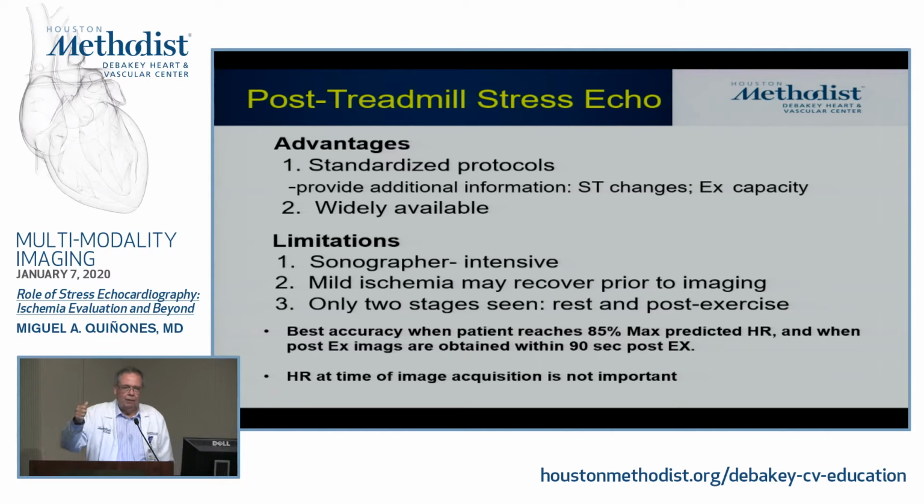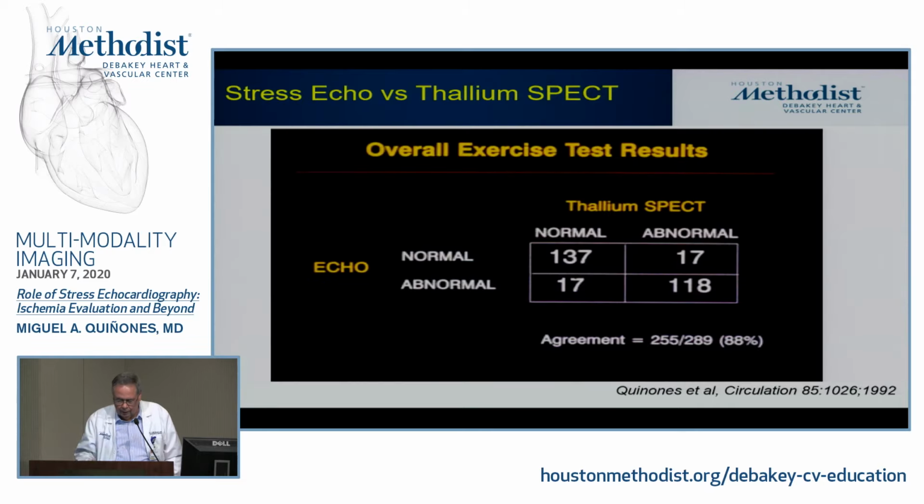So if they reach 85%, and if we successfully got all the images in 90 seconds, you have an adequate test. Very important, because I see sometimes people making that mistake. The heart rate at the time of image acquisition is not important. It's the heart rate the patient reached, okay?